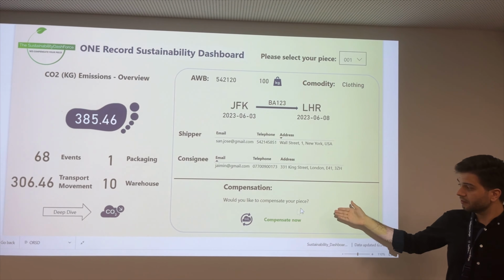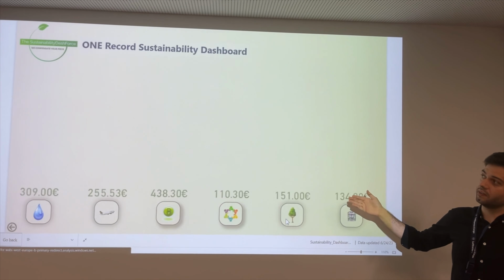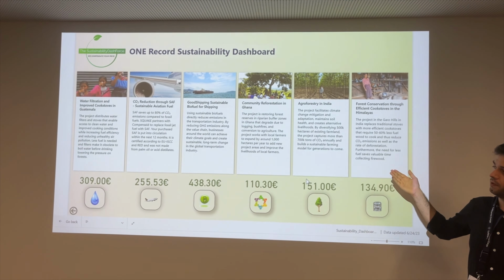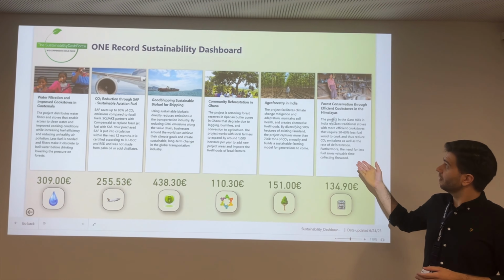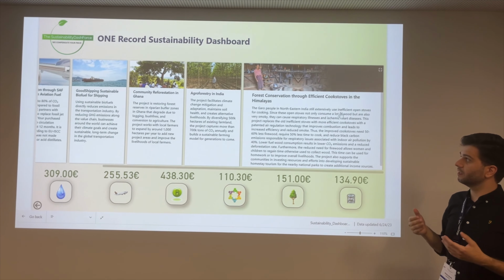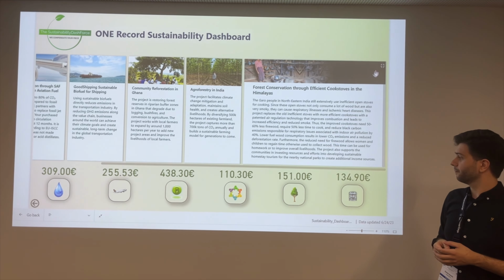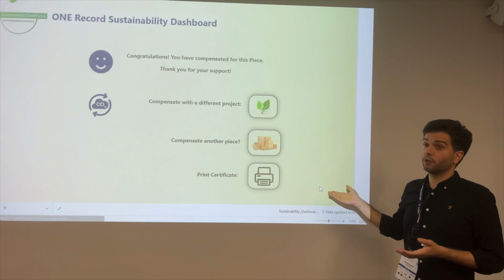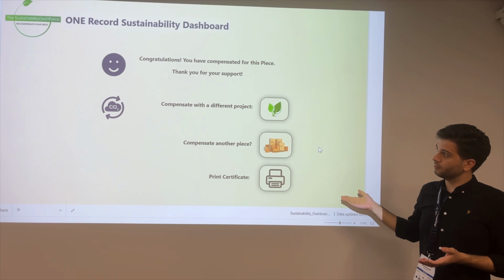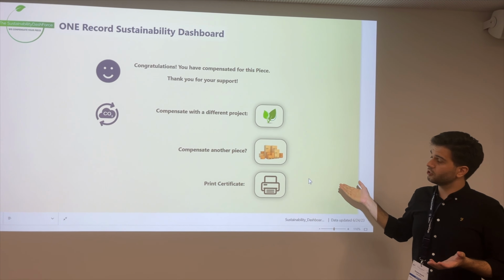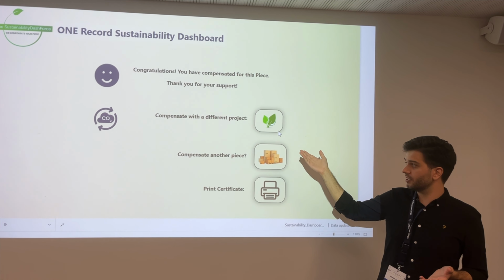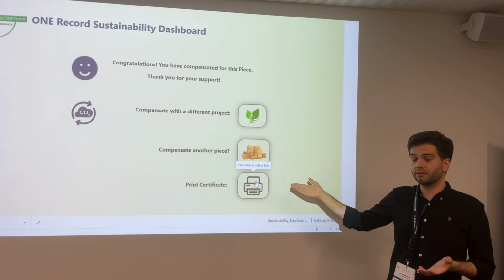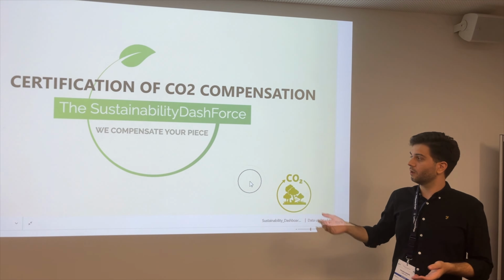If you click here on compensate, you first get an overview of the projects you can choose to compensate your shipment. If you click on a project, you get a detailed description. If you click on the button here, congratulations, you have compensated your shipment already. Now you can choose either a different project, compensate another piece, or immediately print the certificate to prove that the compensation is done.